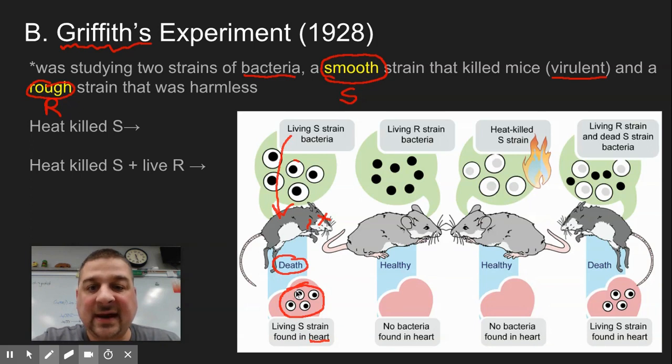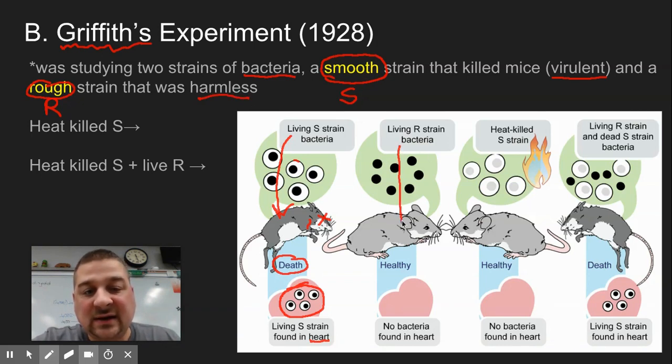That made sense. The bacteria got into the mouse, and these little capsules or slime coats prevented the immune system from being able to destroy them. And so they caused pneumonia, caused death. The R strain was harmless. Why? It didn't have that coat.